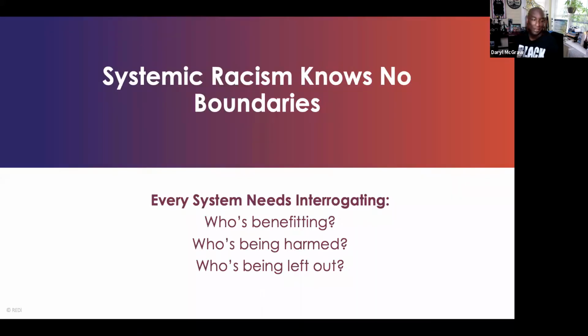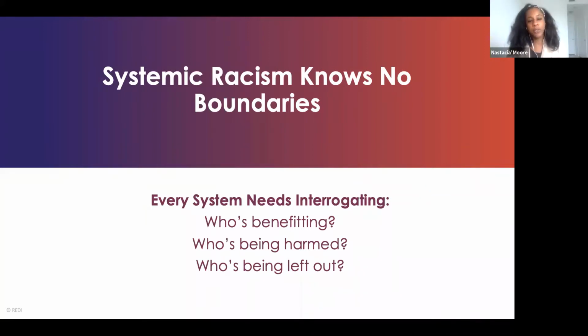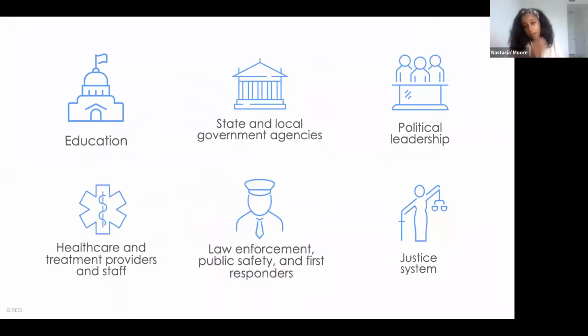Well, Daryl, it would be great if we could talk about what we need to do. We talk about systemic racism, and we talk about how every system needs to be questioned. If we could take our folks into who's benefiting from these systems, acknowledging who's being harmed, who's being left out, to paint a picture of systems that perpetuate racism, I think that will be helpful. Absolutely. Let's move on. Daryl, can you talk about how these systems are set up?